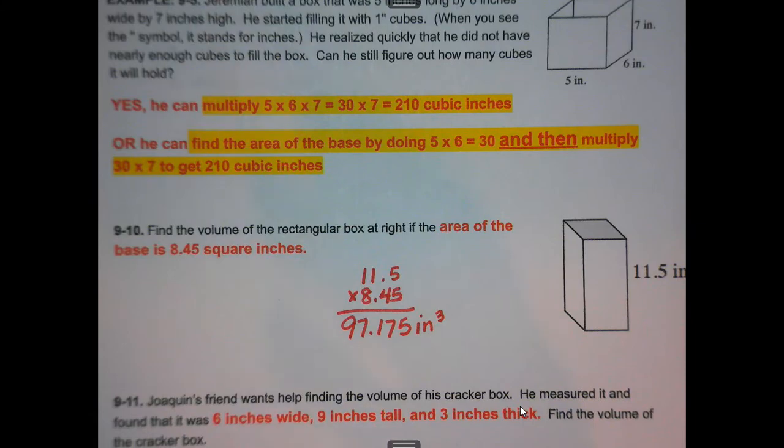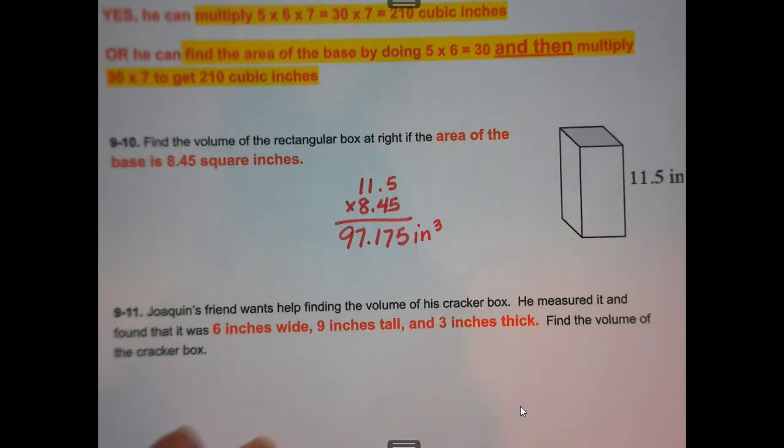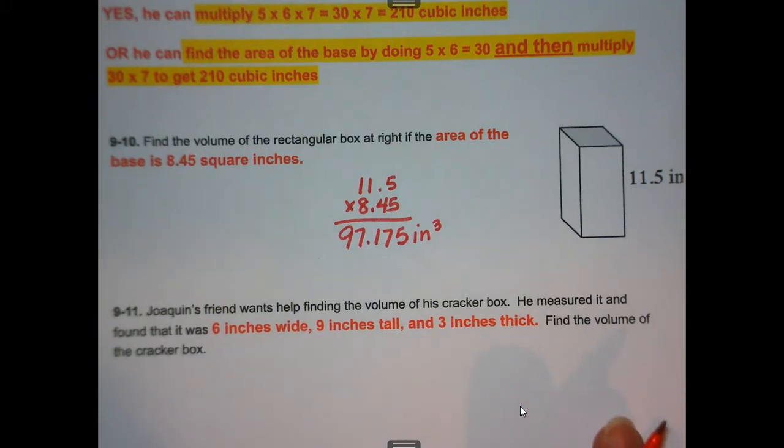Volume is a three-dimensional measurement. We are talking about how much we can fit inside this box, or how much space it takes up in the world around us. The next problem is Joaquin's friend wants to help him. He wants help finding the volume of his cracker box. Joaquin measured it and found that it was 6 inches wide, 9 inches tall, and 3 inches thick.